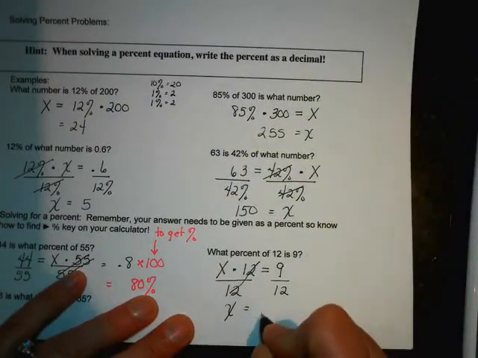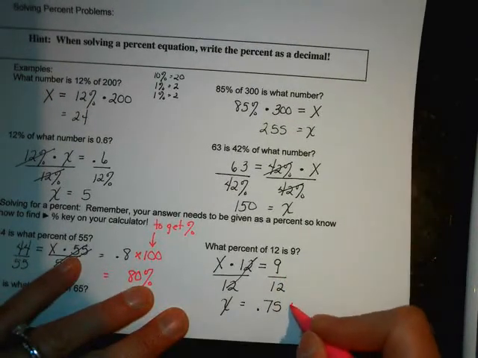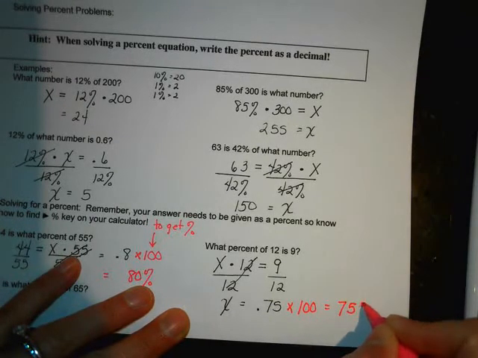Okay, and then I'm going to write it in pink so you don't forget. Times 100 equals 75%. Don't forget to write the percent key in as well, right?